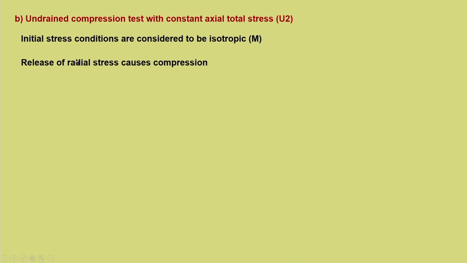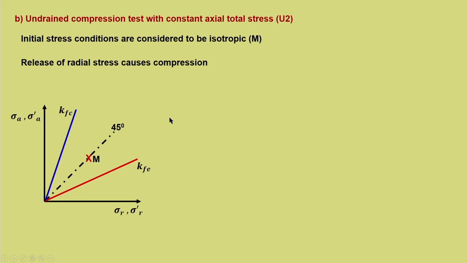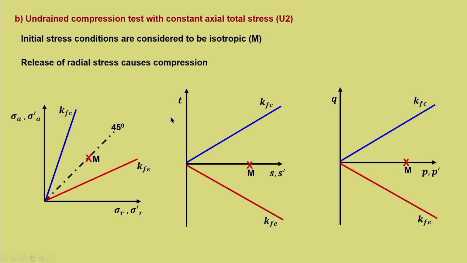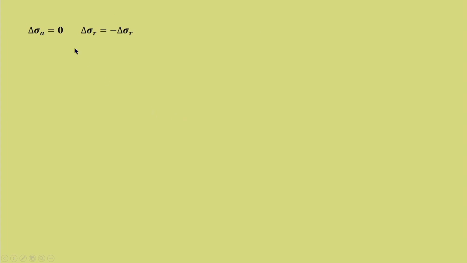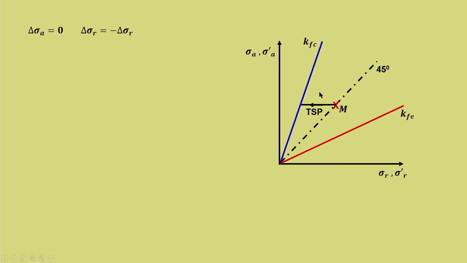So, release of radial stress causes compression. Again the starting point remains same. So, delta sigma A is equal to 0 and delta sigma R is equal to minus delta sigma R. Why? Because it is release. So, we know that the TSP is same as that of the drained stress path, and that is for constant sigma A, sigma R is reducing. So, it goes and meets the failure line.